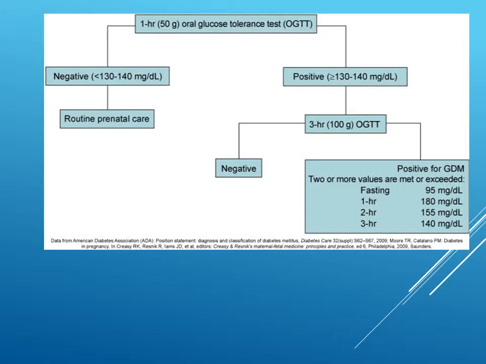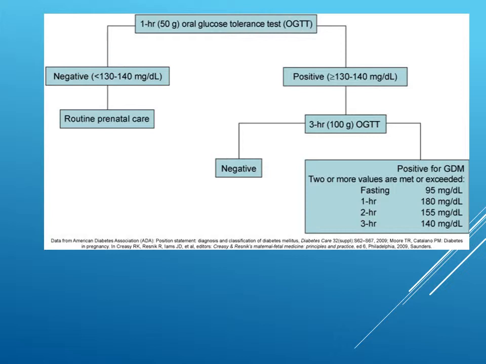First, a fasting blood glucose level is drawn. Next, a 100-gram glucose load is given orally to the mother. Then blood glucose levels are drawn at 1, 2, and 3 hours later. If 2 or more of the values are met or exceeded, gestational diabetes is diagnosed.